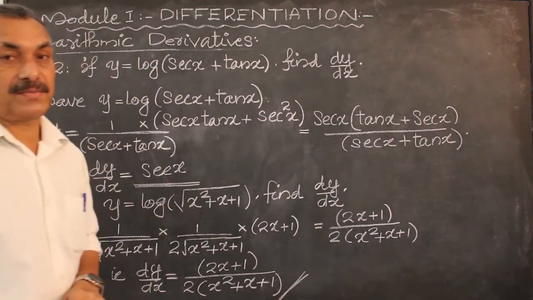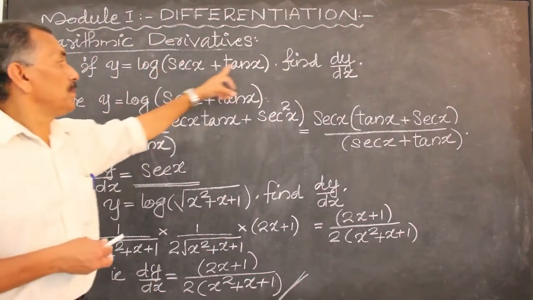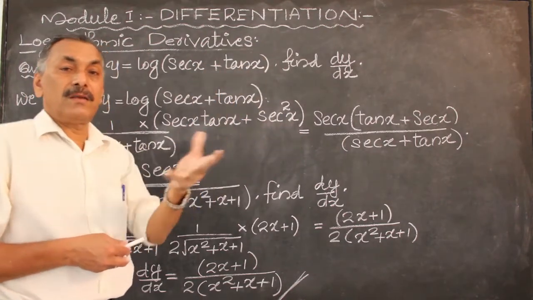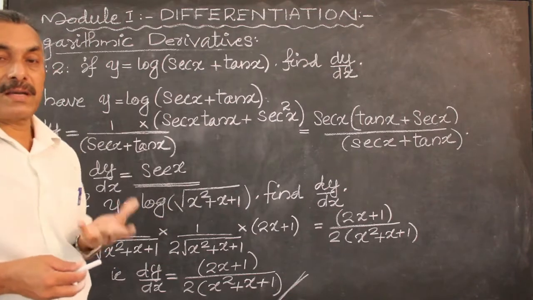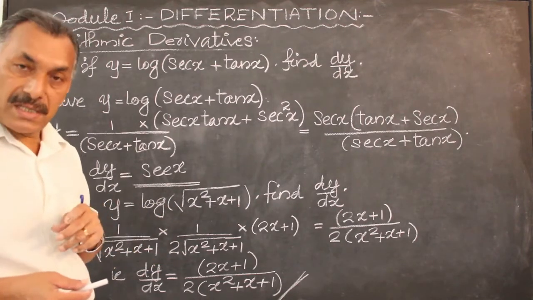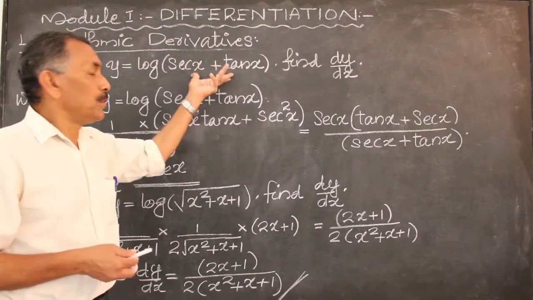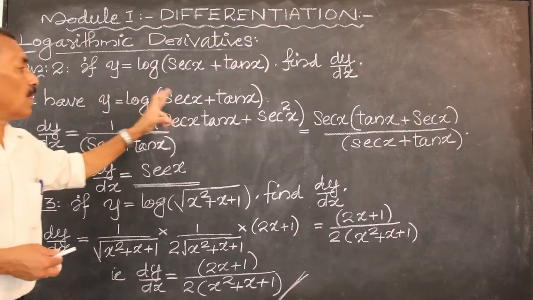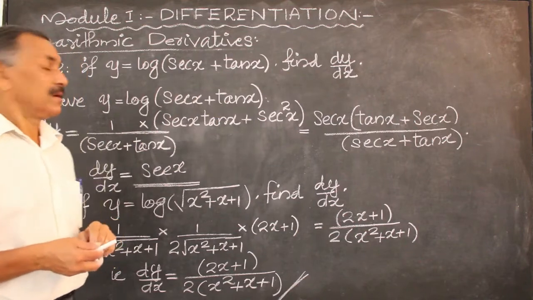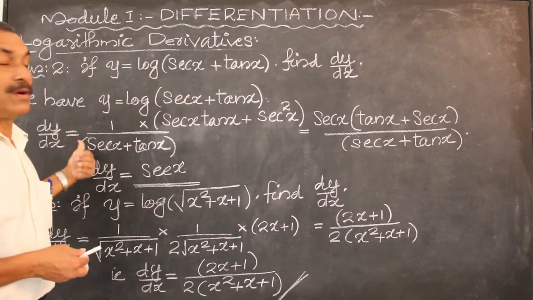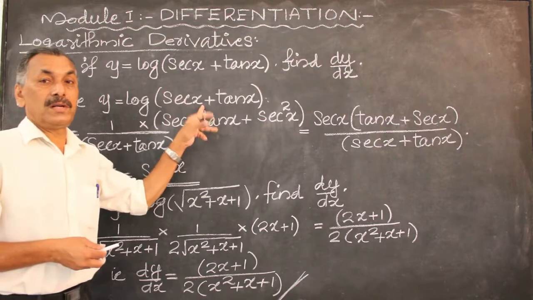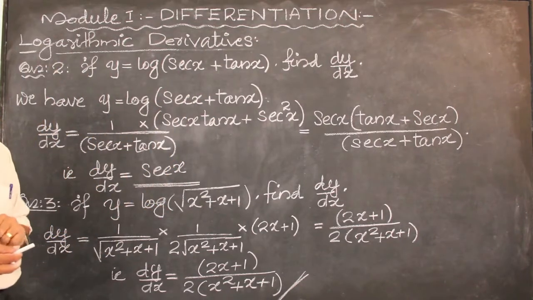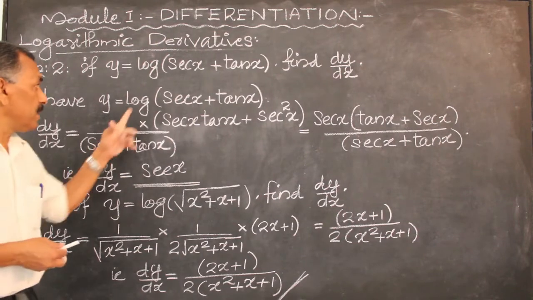See, the derivative of log u is 1 by u. Given y is equal to log of secant x plus tan x, what is dy by dx? dy by dx is equal to, as the derivative of log u is 1 by u, that is 1 divided by secant x plus tan x, then next, into the derivative of u.